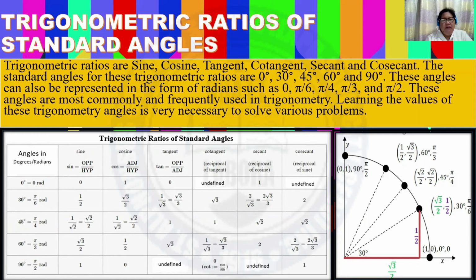For a 30 degree angle, equivalent to pi over 6 rad, sine is 1/2. And why is it 1/2? Because it's opposite over the hypotenuse. The value of sine is 1/2 because here the y value is 1/2. And for cosine, it's square root of 3 over 2. For tangent, you just simplify 1 over square root of 3 and rationalize the denominator, so it will give you square root of 3 over 3. For cotangent, you have square root of 3. Secant, you have 2 square root of 3 over 3. And for cosecant, we have 2. And so on and so forth.